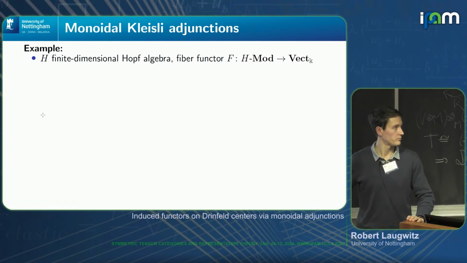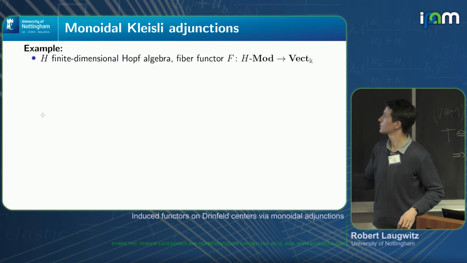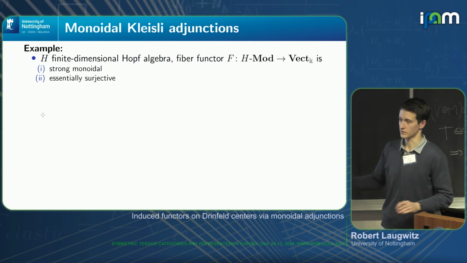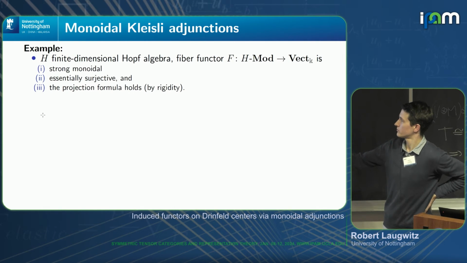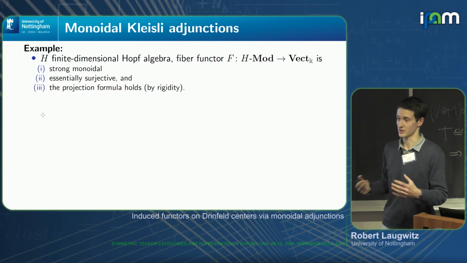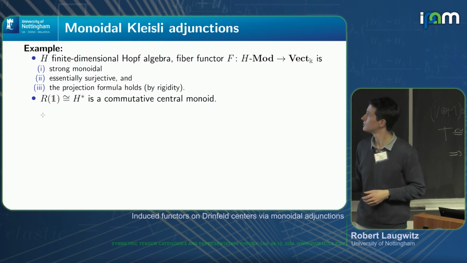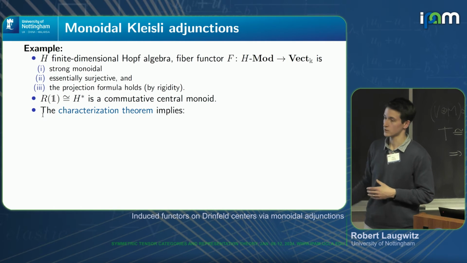Let's take a finite dimensional Hopf algebra. And we have the fiber functor going to vector spaces. This is a strong monoidal functor. It's also essentially surjective, of course, because you get the simple object in the image. And the projection formula holds because we observed earlier if the categories are rigid. Well, this category is not rigid technically, but the projection formula still holds, which we can show by invertibility of the antipode. Now then, R1 is H star, with some structure of commutative central monoid.